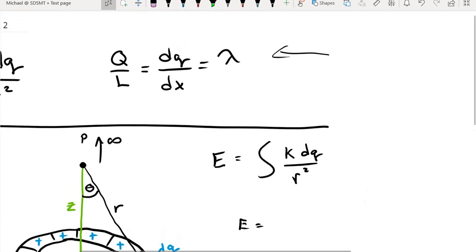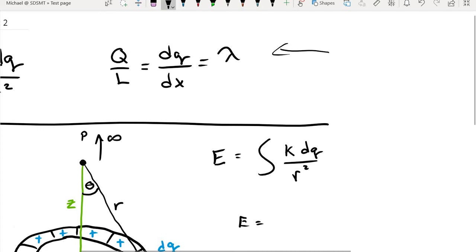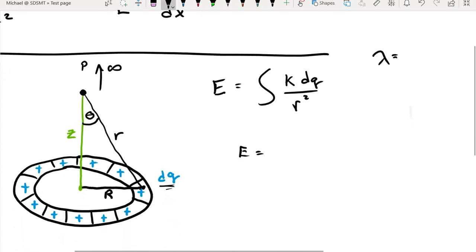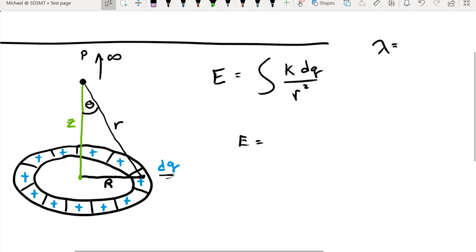But there's no reason that we can't continue using lambda to describe how the charge has been spread out. We still have infinitesimal amounts of charge per unit length as we go around this circle. But the one difference that I'm going to make here is that I'm not going to use dx as the infinitesimal length. Instead, I'm going to use ds.